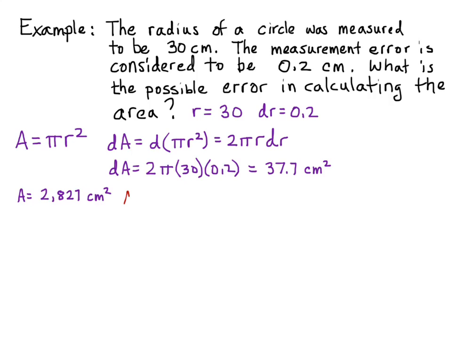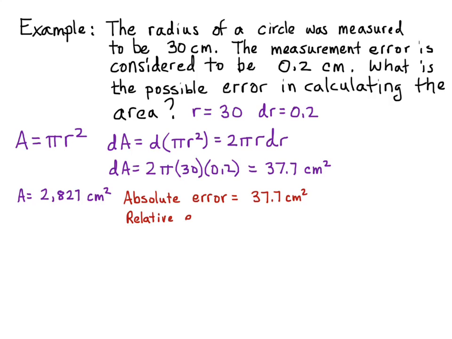Okay, so I'm going to introduce some new terms to you here. These are three important terms. Okay, so my absolute error, what this means is what is my actual error? Okay, so the error is 37.7 square centimeters. It's exactly what you calculated. It has the units of measure of what you're calculating.